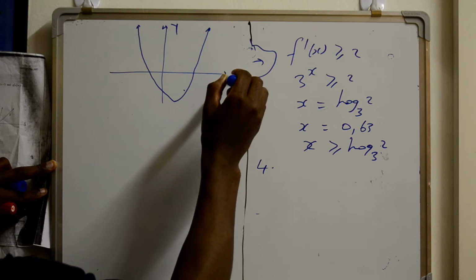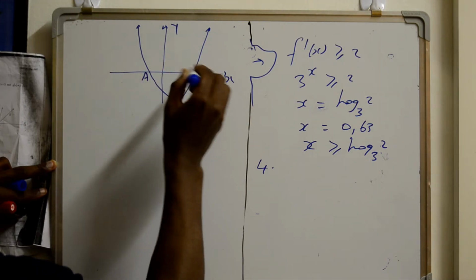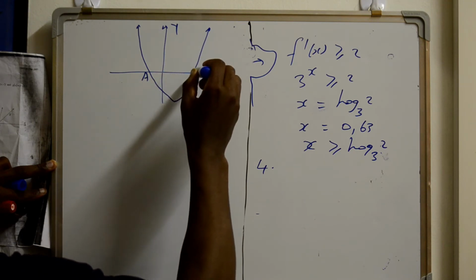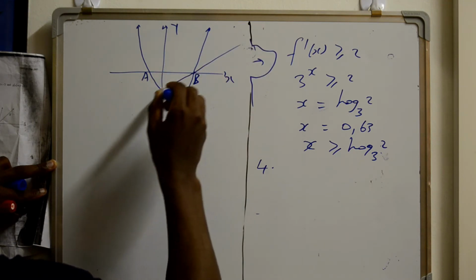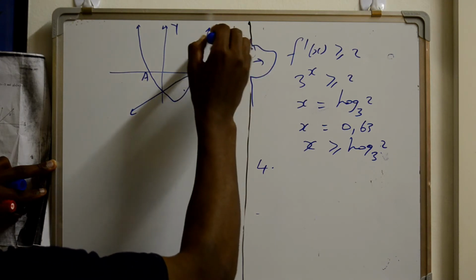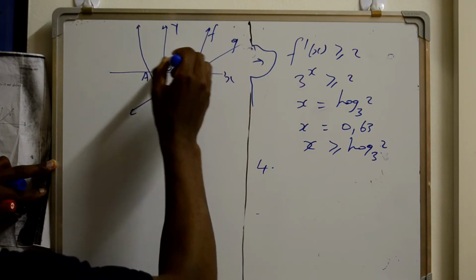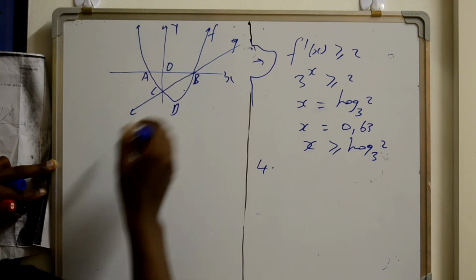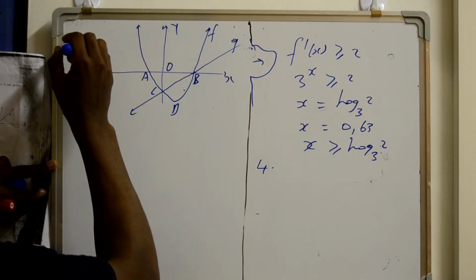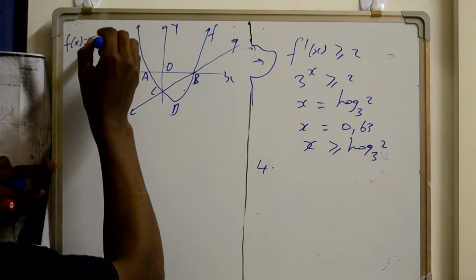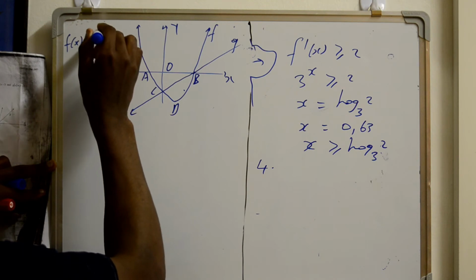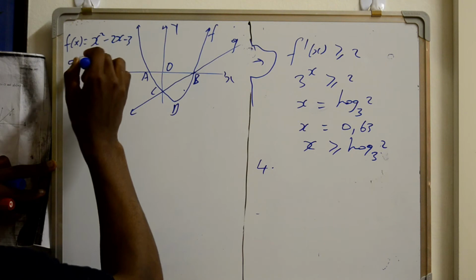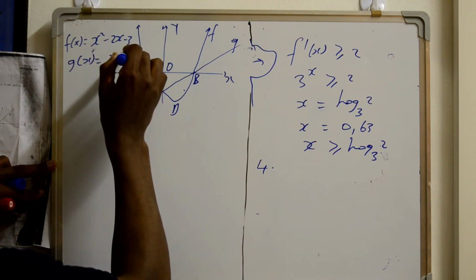Point A, point B, a straight line, g of x, point C, point D. Then f of x equals x squared minus 2x minus 3, g of x equals x minus 3.